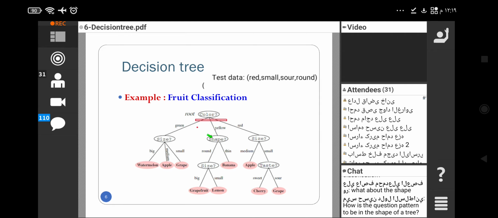I will talk about how we build this tree. This is the main subject in this slide. We build the tree using the training data. And then when we have built the tree, we do the classification.